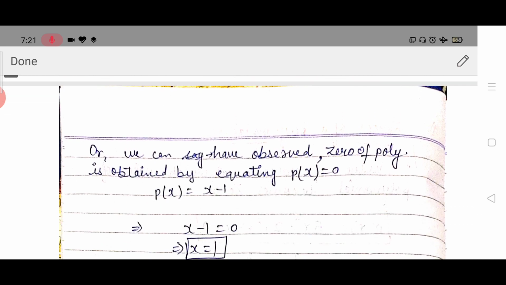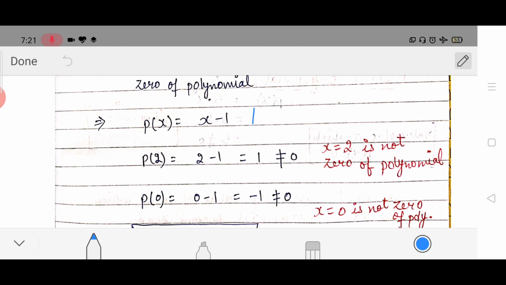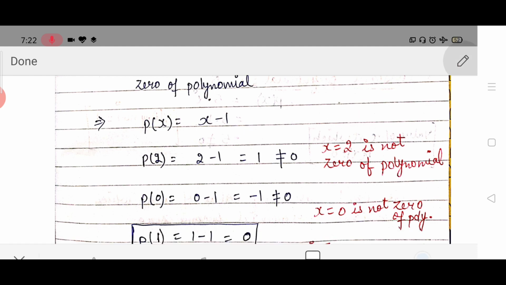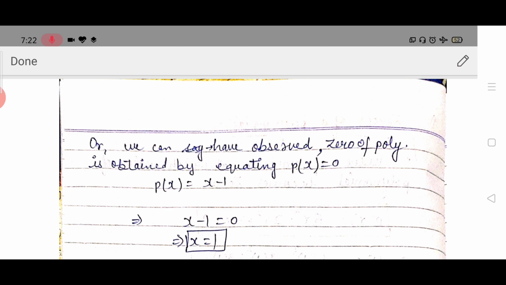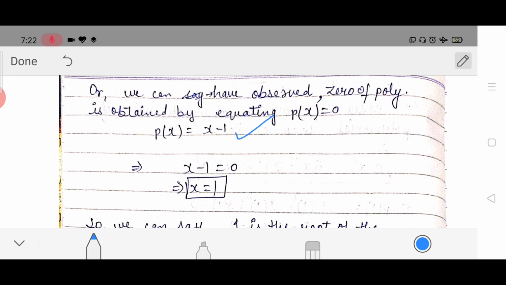Now moving on, from here what you have seen, you can see that you have put here 1 minus 1 is equal to 0, or you can simply see this, that if you place x minus 1 is equal to 0, then what will you get, x is equals to 1. So this is the zero of the polynomial. So what we have written here, we can observe zero of polynomial is obtained by equating the equation to 0. That means we were having this equation, if we equate this equation to 0, what we can have, x is equal to 1, which was our polynomial.